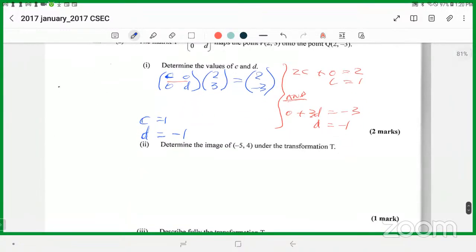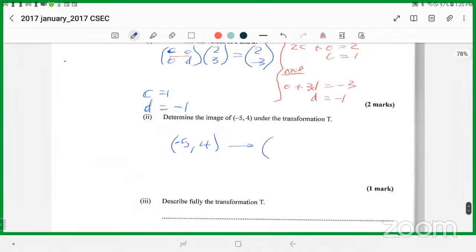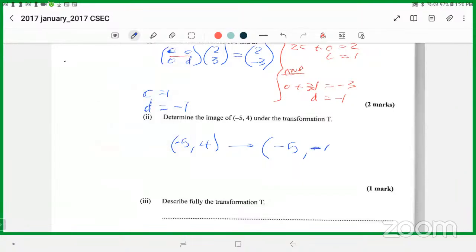It says, determine the image of this point under the same transformation. Easy. Minus 5, 4, sorry. But you notice that the X value stays the same and the Y value changes sign. And that's all you have to do, apply the matrix the same way. The X value stays the same and the Y value changes sign. That's it. Simple as that.